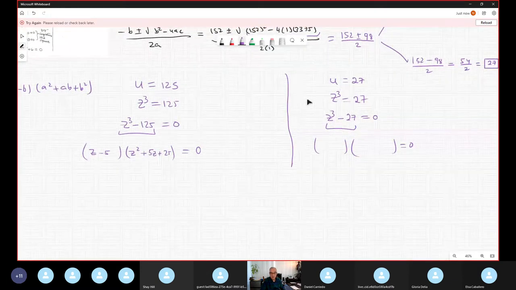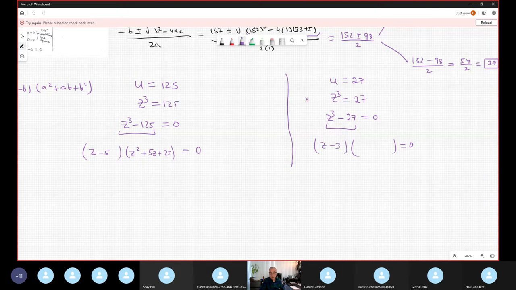Let me do the other one simultaneously, because it's similar. This is z minus 3. Why 3? Because the cube root of 27 is 3. And the square part is z squared minus 3z plus 9. Where does this 9 come from? It's 3 squared.